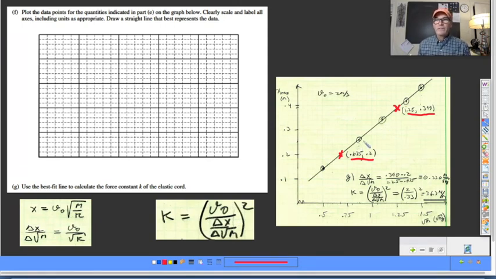So I have the square root of m and x for my earlier points versus my later points. The slope of that graph we obtained was 0.33 meters per square root of kilogram. Associating that with what's here in the denominator, given the initial speed of 2, out pops 36.7 newtons per meter. Okay, there you have it. Use the best fit line to calculate the force constant k of the elastic cord.